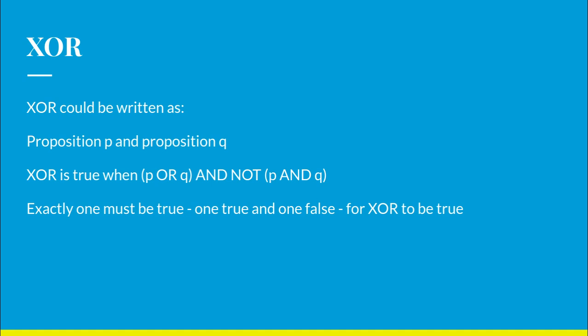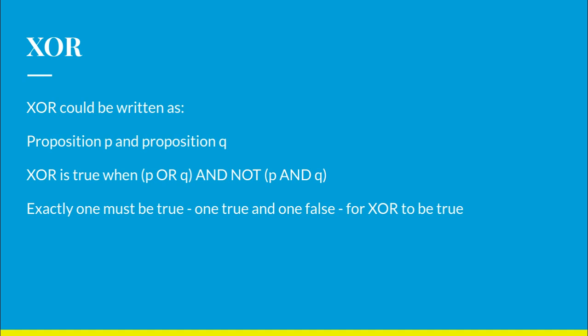All right, so let's talk about exclusive or, because exclusive or is the one that trips people up. Exclusive or could be written as, we have a proposition P and a proposition Q. Exclusive or is true when P or Q is true, but not P and Q. So really the easiest way to think about this, though, is that they have the opposite Boolean values. I think that's the simplest way to think about it.